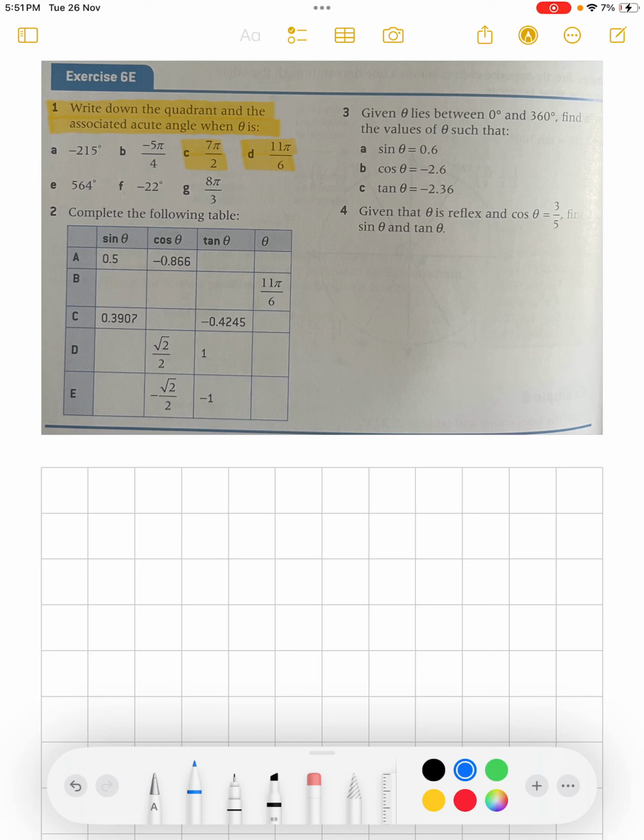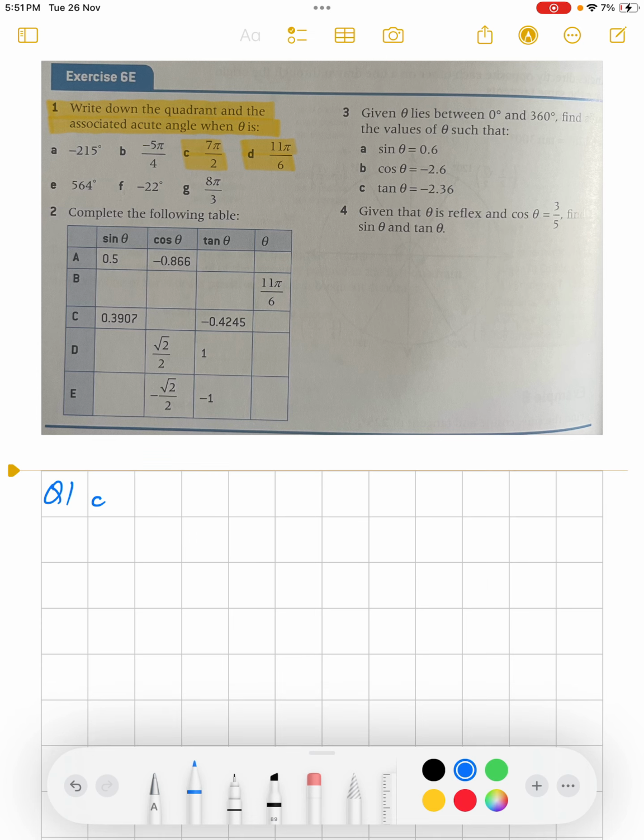Thank you for joining me on exercise 6E. I'm going to be looking at question 1C and 1D. And this is asking us to write down the quadrant and the associated acute angle when theta is 7 pi over 2. For part D, theta is 11 pi over 6. So let's have a look at part C.